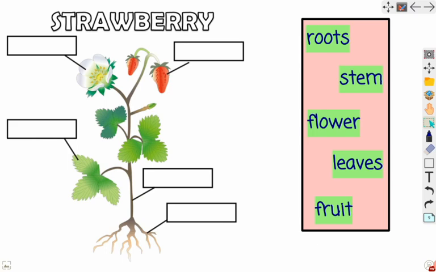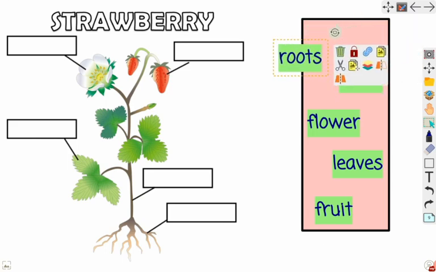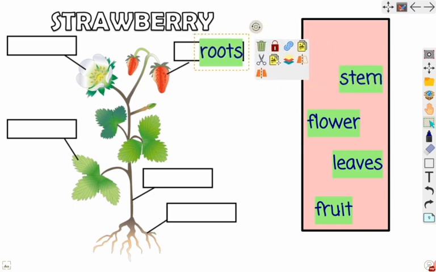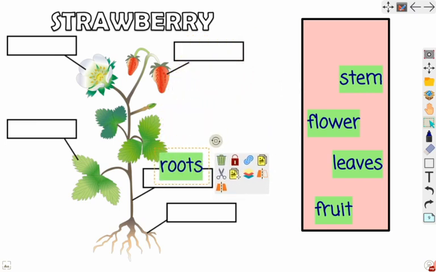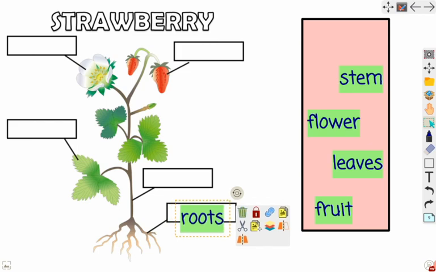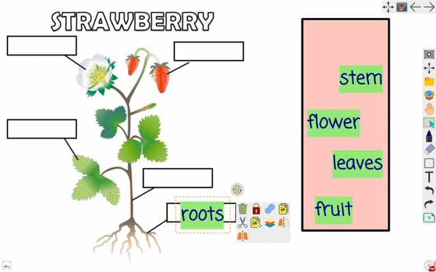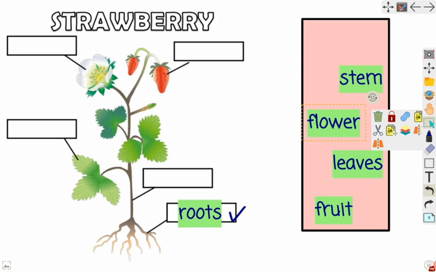All right? For example, where do we have to place the root? Here? No. Are these the root? No. And what about this? Yes, fantastic. These are the roots. Well done. I'm going to take it. Very good. And what about for example, the flower?